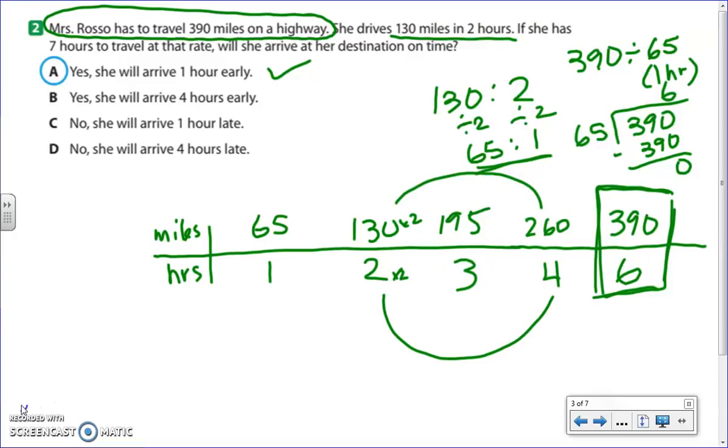So it's important to know different ways to solve, especially if maybe your division skills aren't the best. A table might be a little more appropriate for you to use.